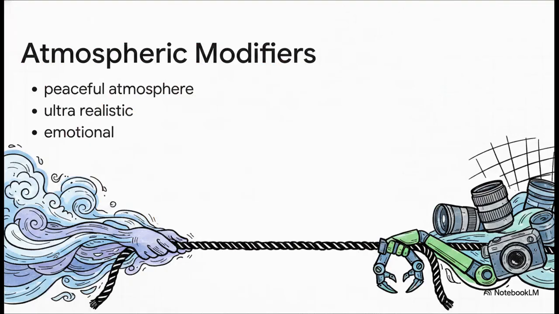So the crucial point is to look at this stack of atmospheric modifiers: peaceful atmosphere, ultra-realistic, emotional. Just think about the heavy lifting these specific words are doing. They're sculpting the exact emotional resonance of our foundational subject. The text demands that the scene not only look a certain way, but physically feel a certain way to you, the viewer. Peaceful counters any potential chaos of the swirling clouds.